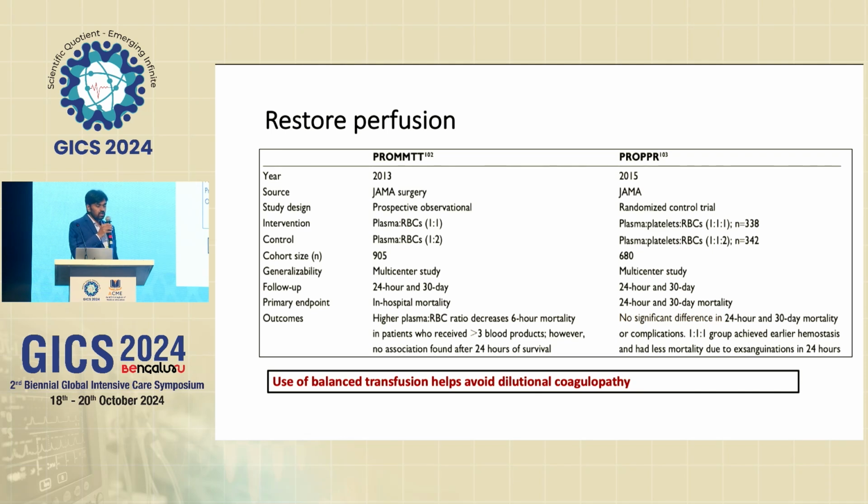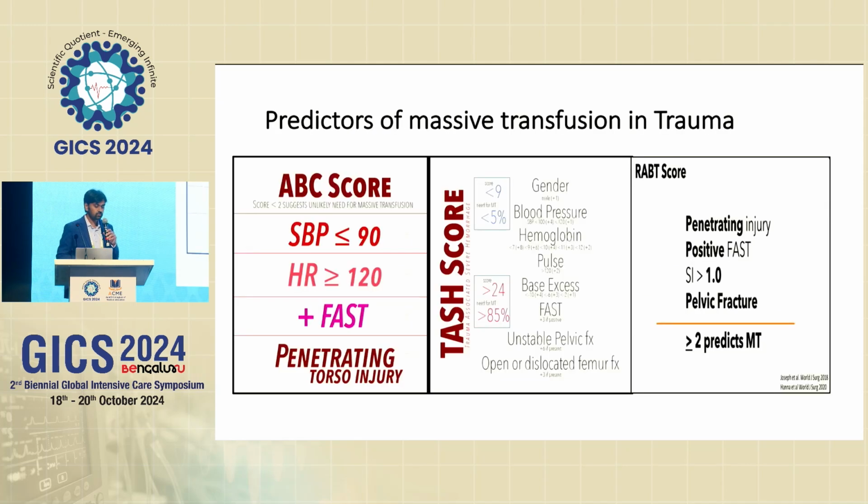So how did we come to the conclusion that lowering the ratio of transfusion improves outcomes? It's based on two trials, predominantly the PROMMTT trial and the PROPPR trial. Even though they did not show any mortality benefit at 28 days, both showed significantly reduced mortality at 24 hours secondary to exsanguination, which is what we look at when we transfuse blood products.